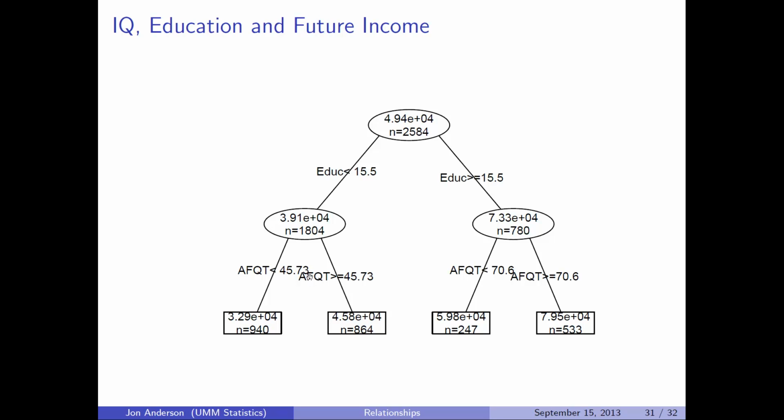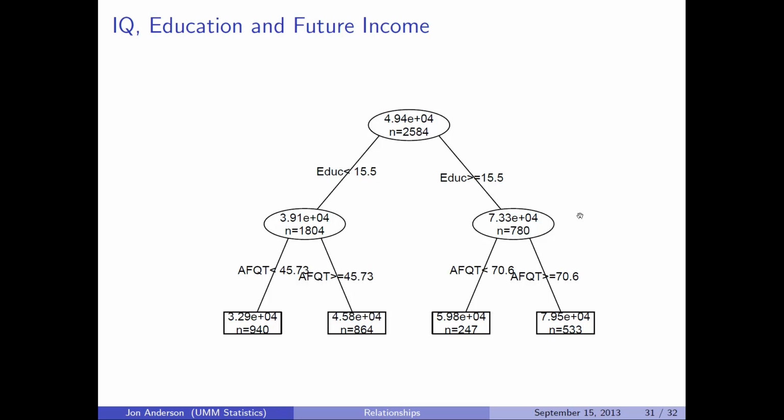And these splittings continue until we sort of fully understand the variables that determine income. For the high education people, you'll notice it is the intelligence again that is split, although it's split at a much higher intelligence level. Those above about 70.6 tend to have much higher incomes, even among the high educated. Lower IQ tends to have lower income. Higher IQ tends to have higher income among the more educated.